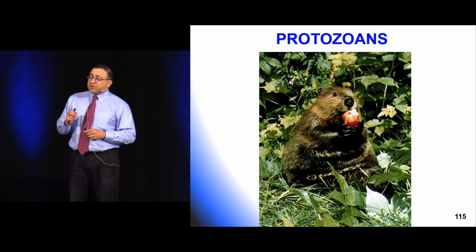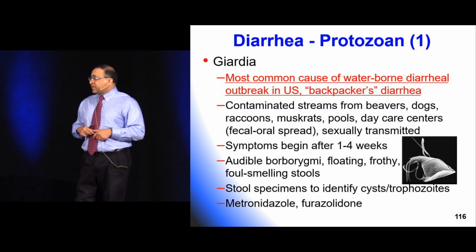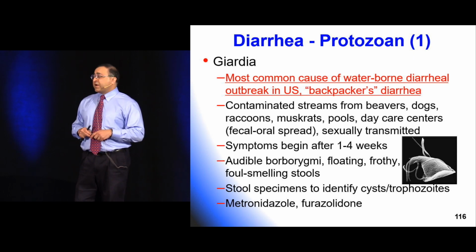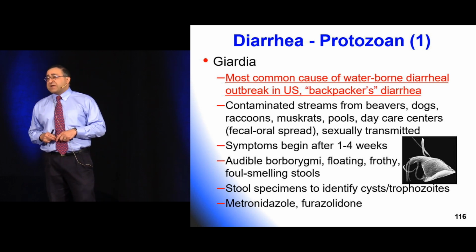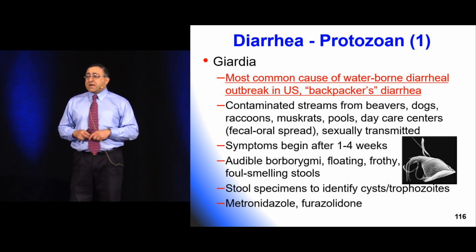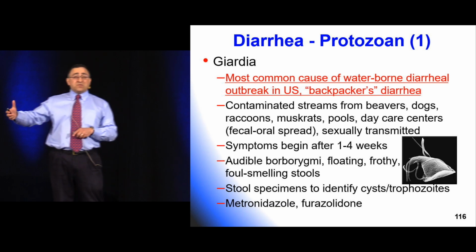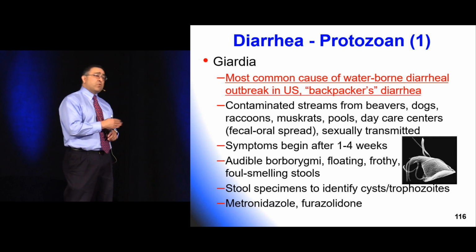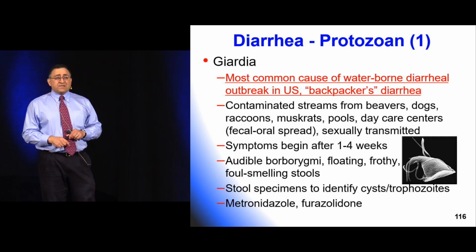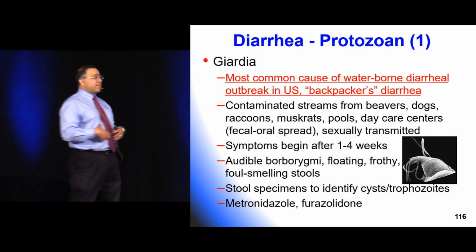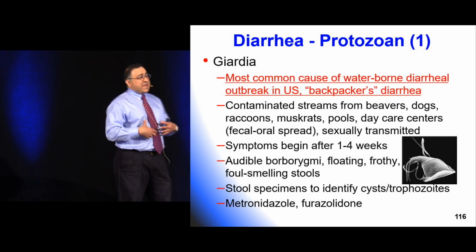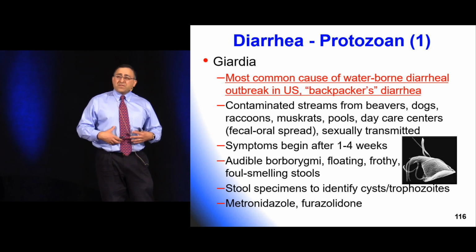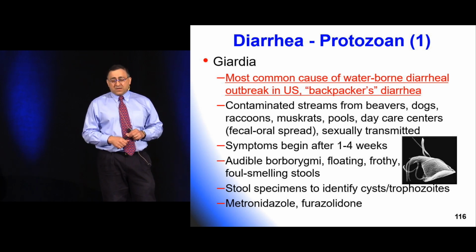There are a couple of parasites to be aware of also. Giardia. Giardia is the most common cause of waterborne diarrheal outbreaks, sometimes referred to as backpackers' diarrhea. People who are out backpacking or in the mountains may drink from mountain streams and they can contract this. Patients will have long-term symptoms for weeks or months until it's finally diagnosed and treated. And they talk about very, very painful abdominal cramps, a lot of bloating, frothy, very, very foul smelling stool.